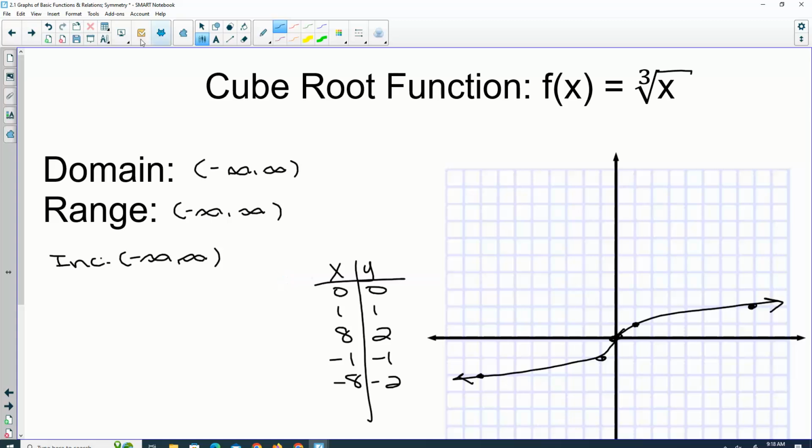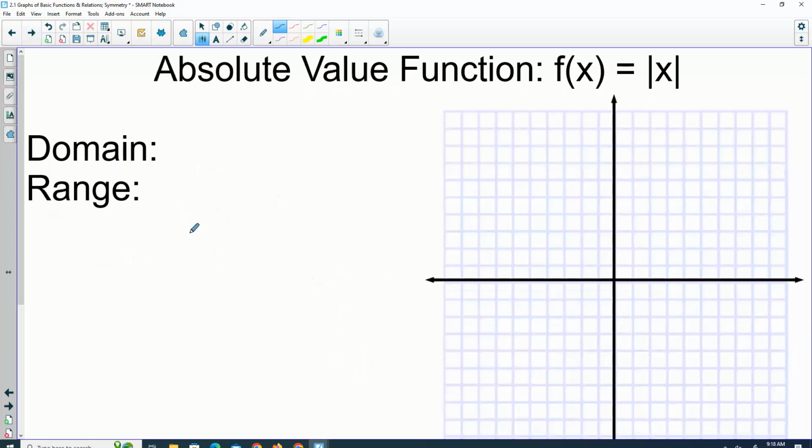Graph the next one. So absolute value tells you how far something is from 0. It essentially just makes any number positive. You might remember the x squared and the absolute value, I think, were the ones you used the most in Algebra 2, so it might be familiar to you.